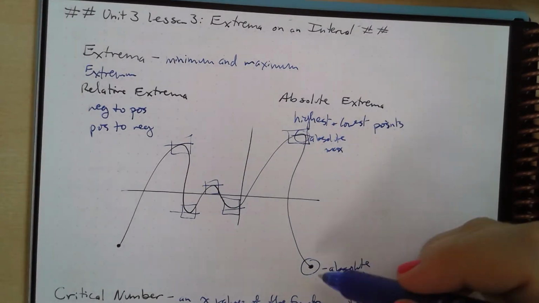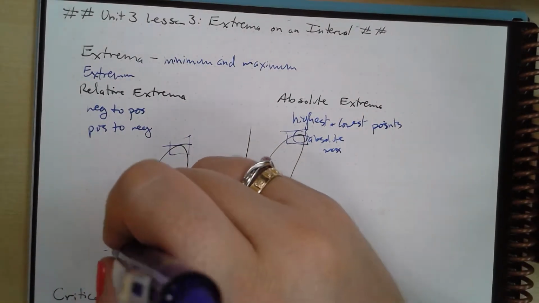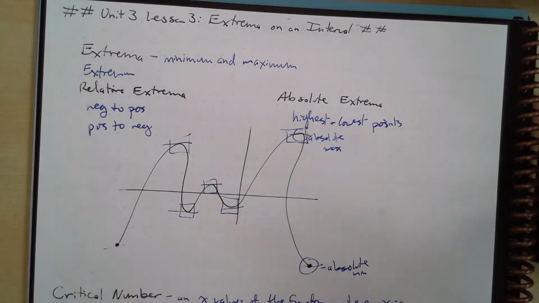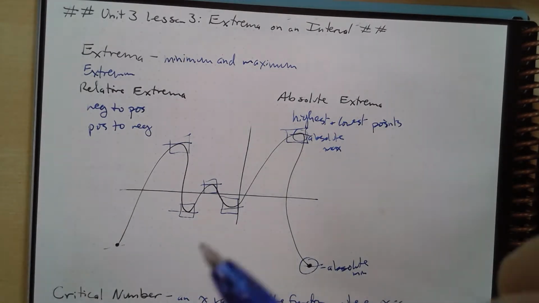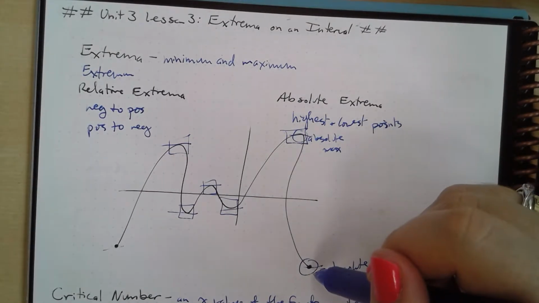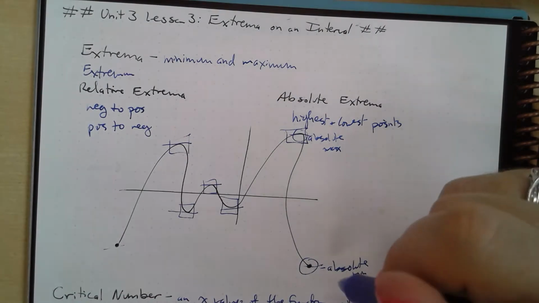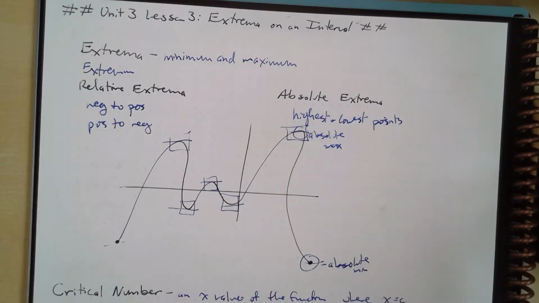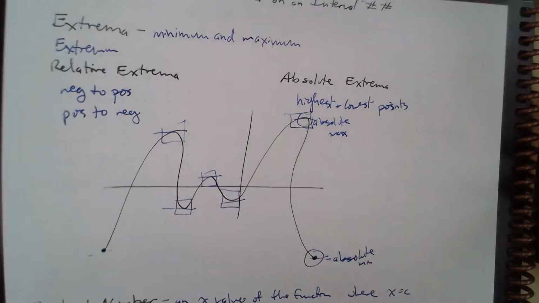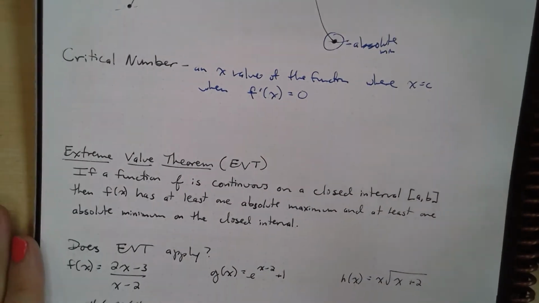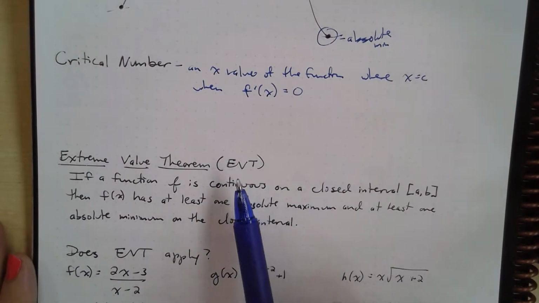Here would be a slope of 0, and here would be a slope of 0. Absolute extrema can only occur at a critical number or an endpoint. So here it's at a critical number, here it's at an endpoint. These are not actually critical numbers because they're just endpoints, so I misspoke there. But anyway, we can also talk about the extreme value theorem, or EVT.